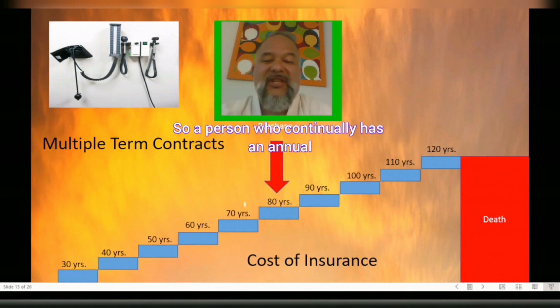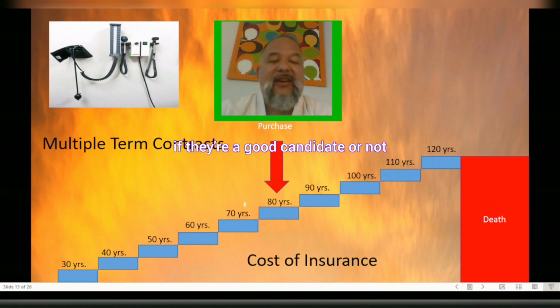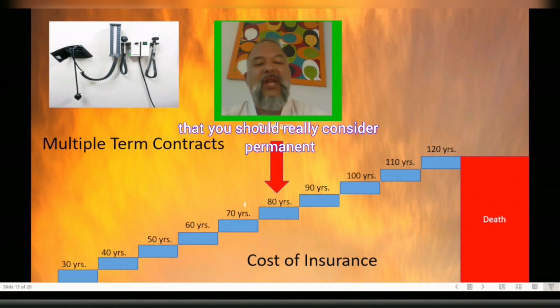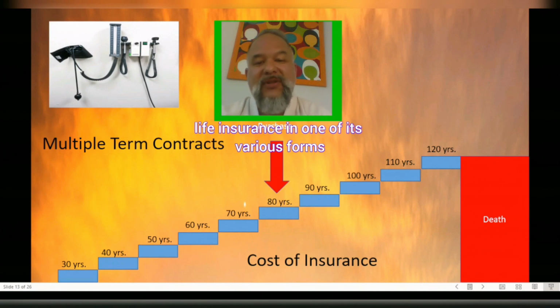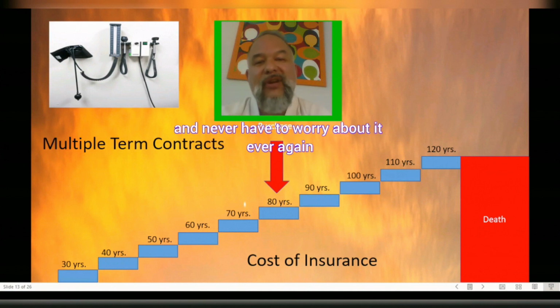So a person who continually has an annual exam from their primary caretaker will actually know if they're a good candidate or not. That's why I keep harping on the fact that you should really consider permanent life insurance in one of its various forms while you're young and healthy, so that you can pass that initial exam and never have to worry about it ever again.